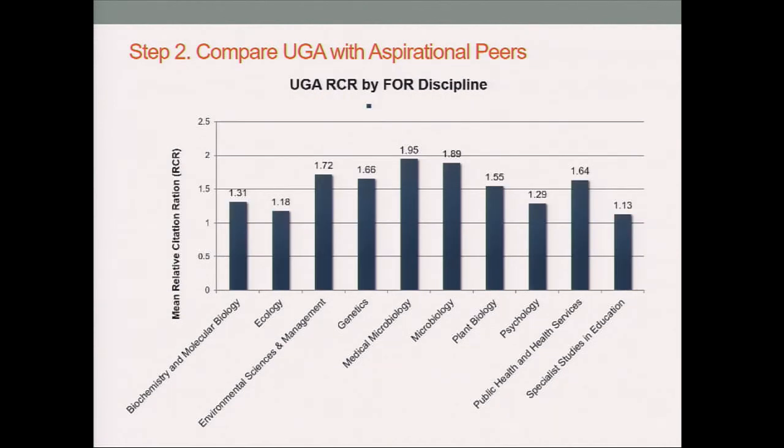For example, here what I have done is indicate the relative citation ratio in each of those disciplines for UGA. Anything bigger than 1 for the RCR is good, above average. And you can see that in medical microbiology, for example, that's a pretty strong relative citation ratio across all the researchers at UGA in that discipline. And again, as Heidi mentioned, these disciplines are assigned publication by publication and grant by grant. It's not a journal level ranking.